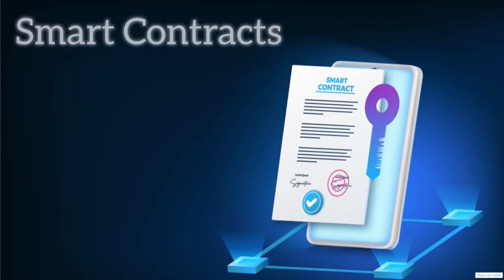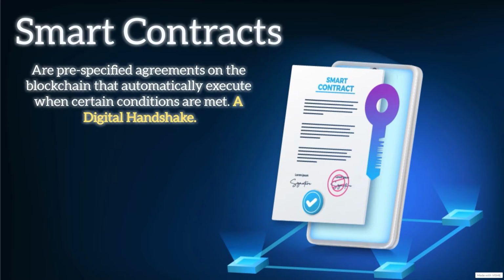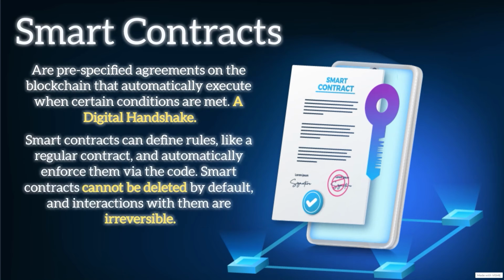The way a blockchain performs these functions is through smart contracts. These are pre-specified agreements on the blockchain that automatically execute when certain conditions are met. You can think of it as a digital handshake. Smart contracts can define rules, like a regular contract, and automatically enforce them via the code. Smart contracts cannot be deleted by default, and interactions with them are irreversible.